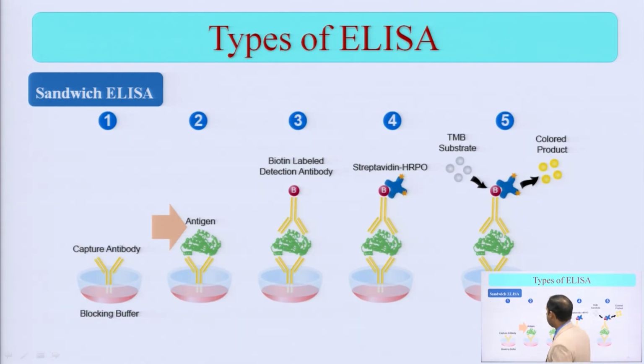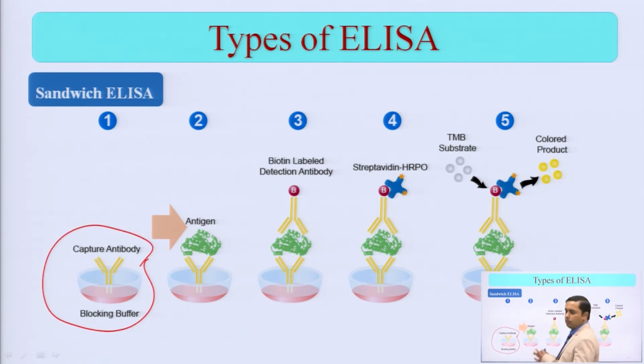How? See, this is the picture. This is the capture antibody. Then you have some virus or something you are trying to identify, and you have added that antigen. After that, you have added a biotin-labeled detection antibody. Now, that antibody again binds with your particular antigen.